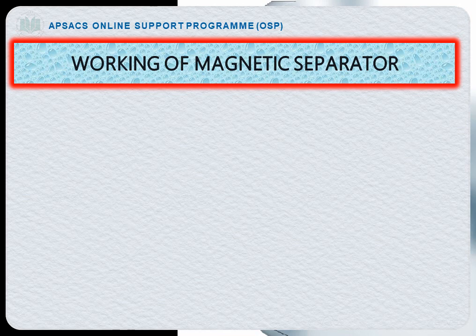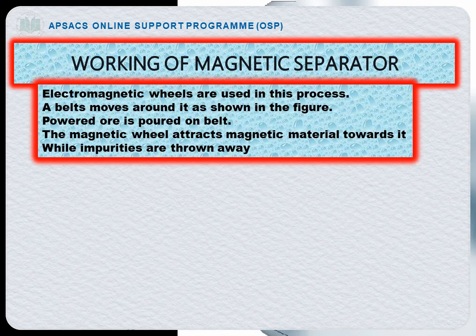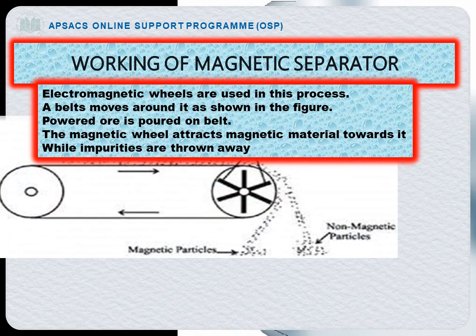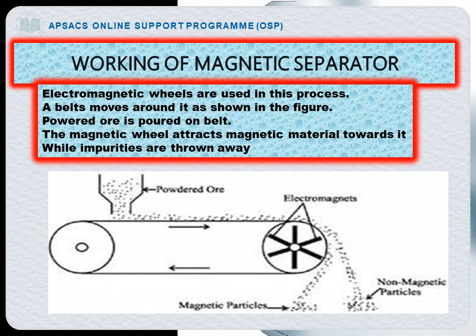How a magnetic separator works. So working of a magnetic separator: electromagnetic wheels are used in this process. A belt moves around it as shown in the figure. Powdered ore is poured on the belt. The magnetic wheels attract magnetic material towards it while impurities are thrown away.